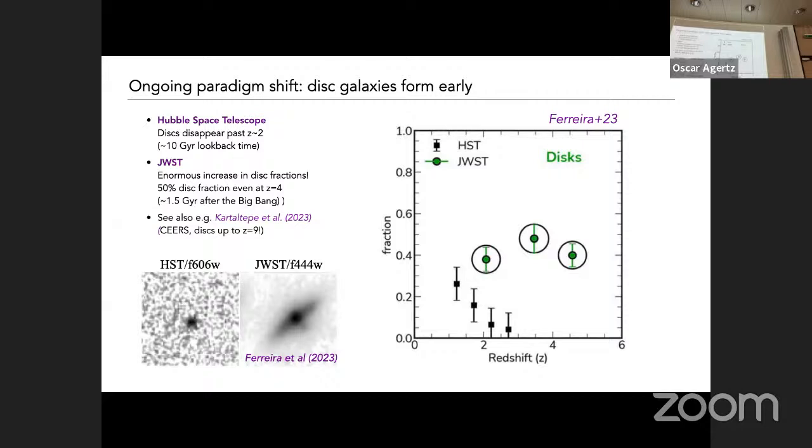And some report significant fractions up to redshift 9 even, in terms of disks. So that's not a lot of time for the disk to form, but also to survive all the high redshift merging and such things.